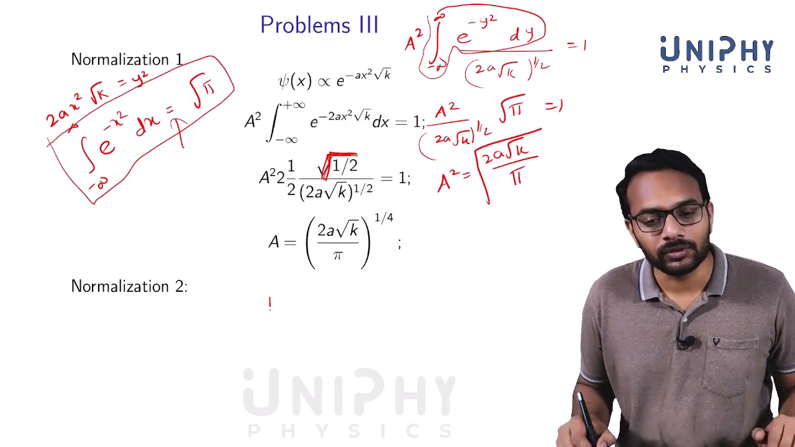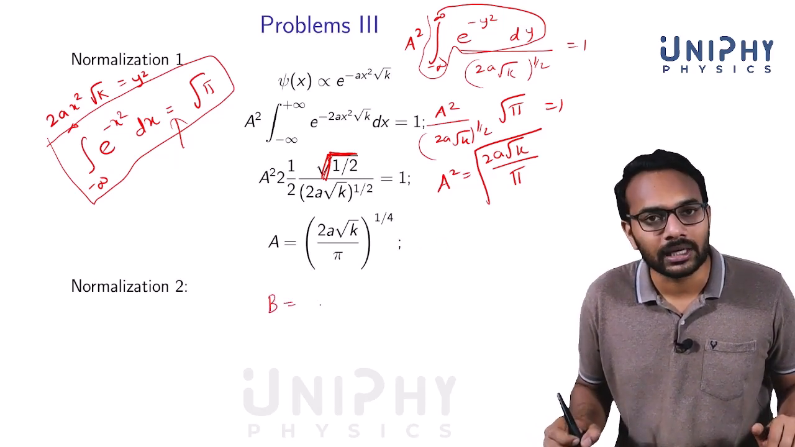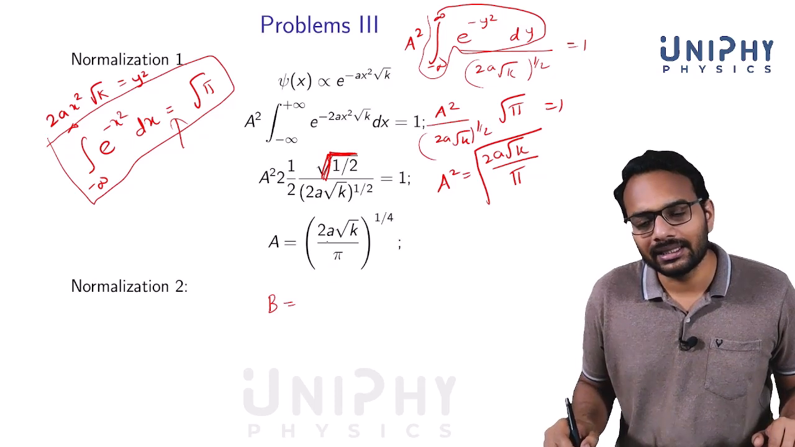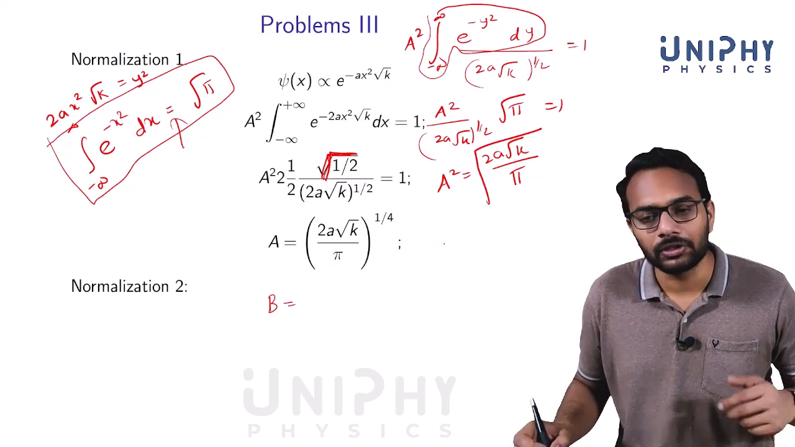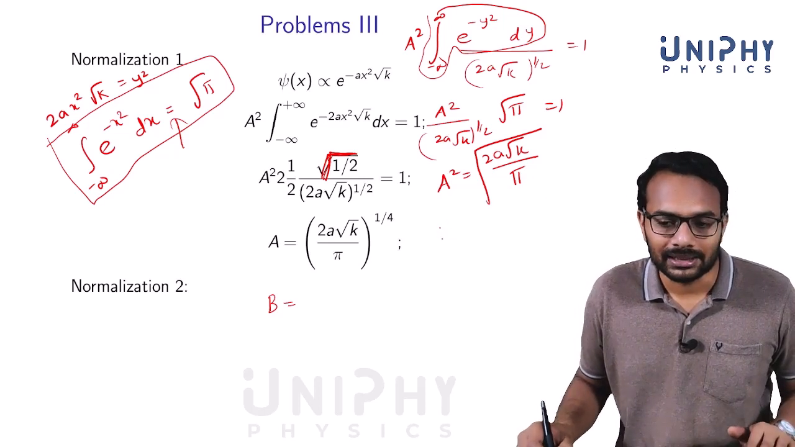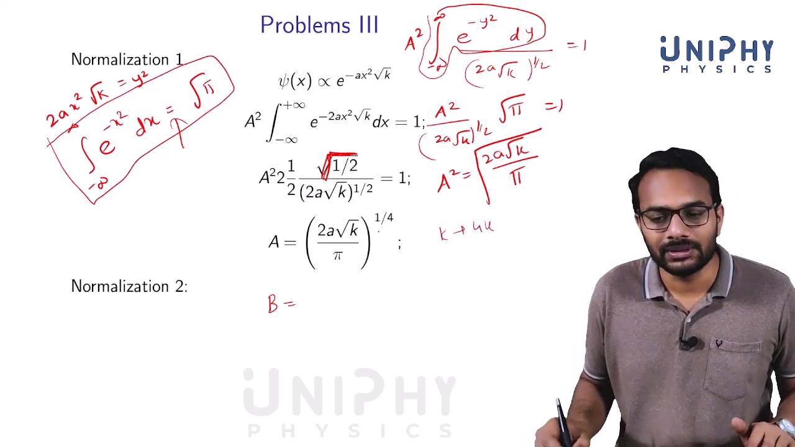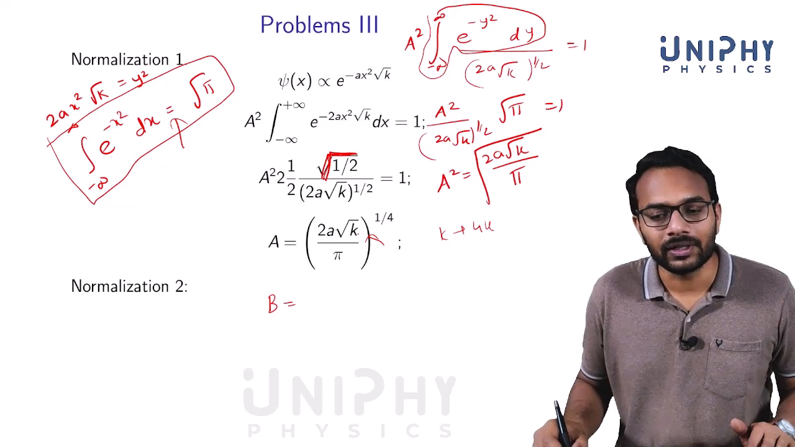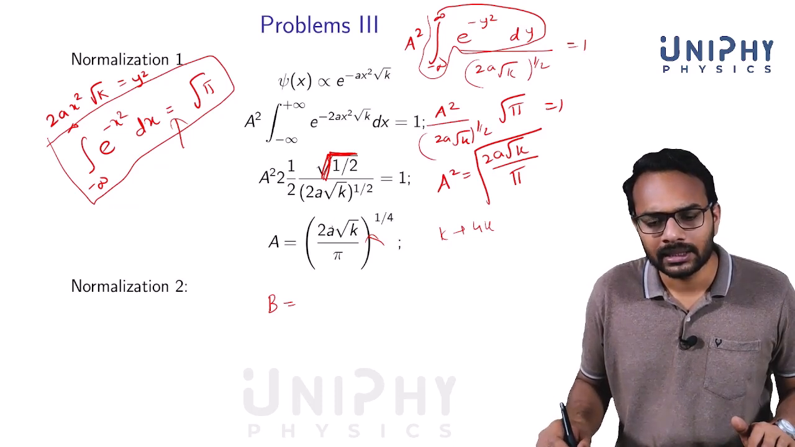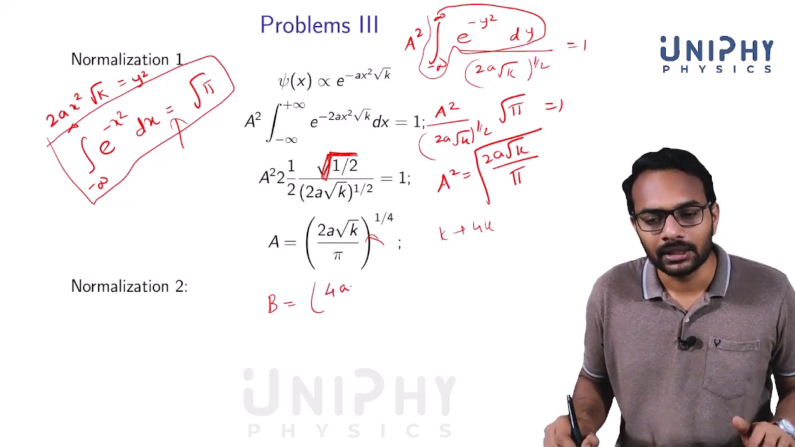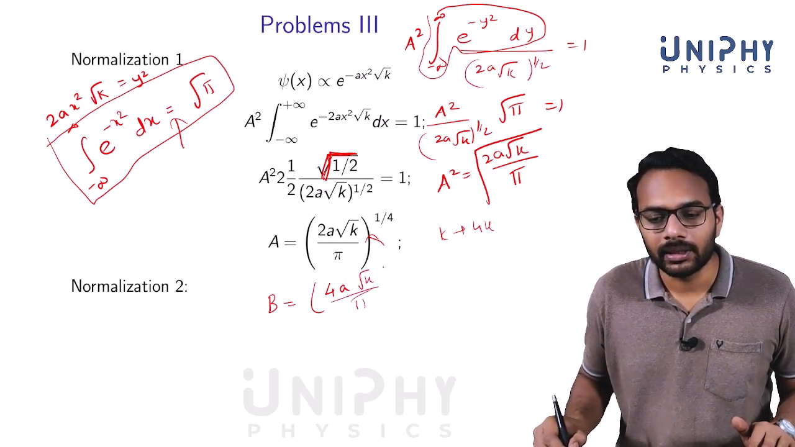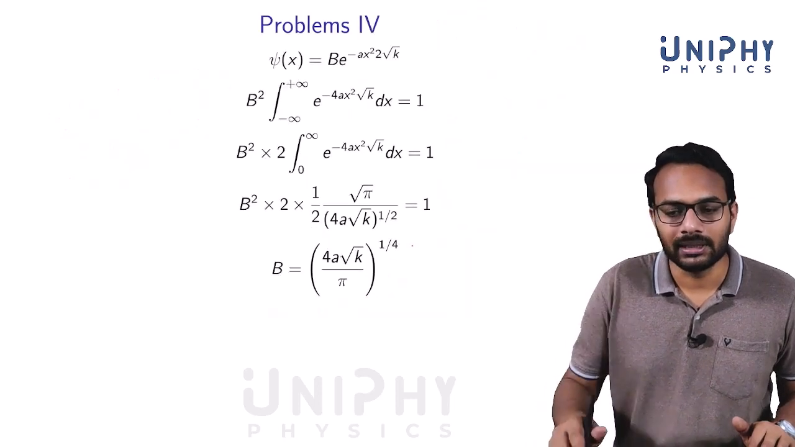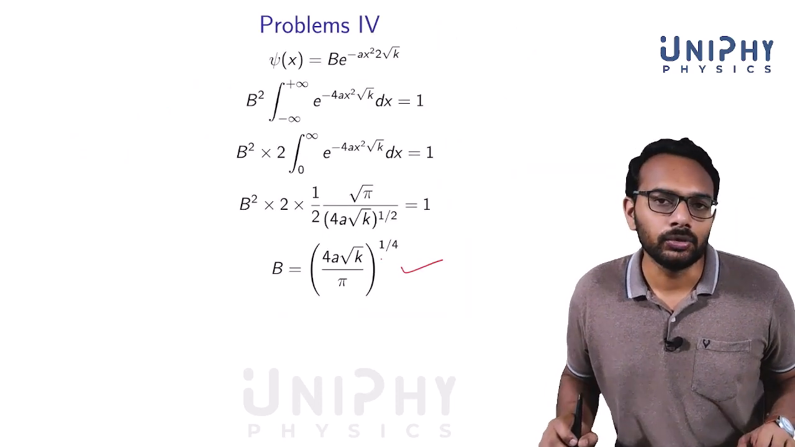Now we are supposed to find the normalization constant for the new ground state. That I think can be directly found from here, because the change between old and new potential is k going to 4k. So we just make a substitution here. Instead of k you put a 4k, and that 2 will come outside. So that answer is 4a square root of k divided by pi whole raised to 1 by 4. That's the normalization constant for the new ground state.